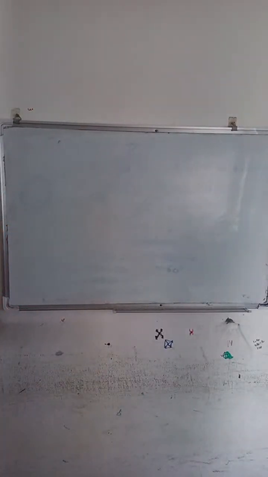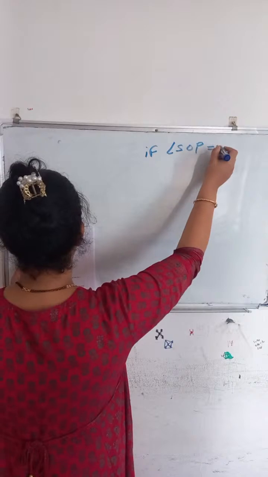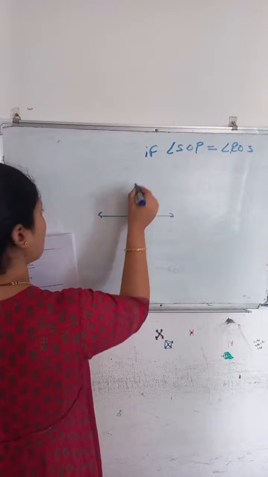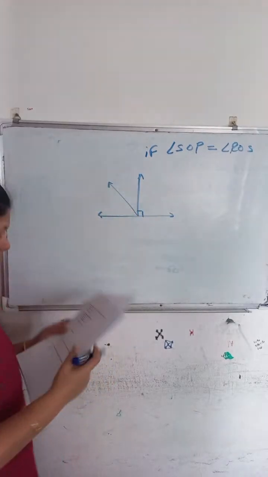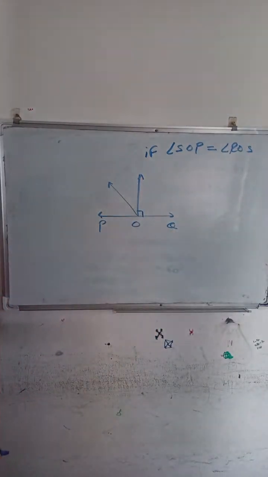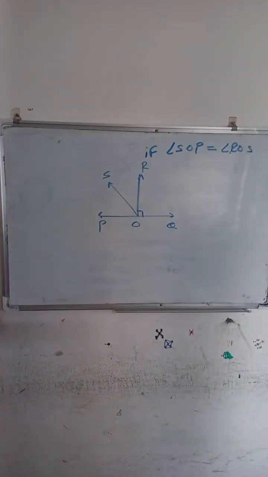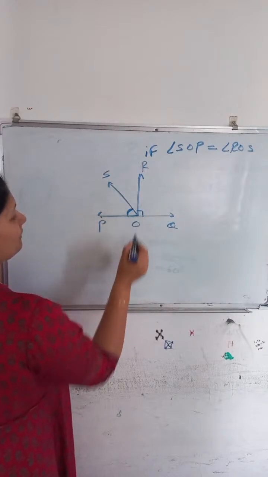Find the angle SOP if angle SOP is equal to angle ROS, and here is the given figure. I will give the naming also: POQ and RSP, RS and P. If angle SOP is equal to angle ROS, then they are asking us to find angle SOP. S, O and P, this angle we have to find out.